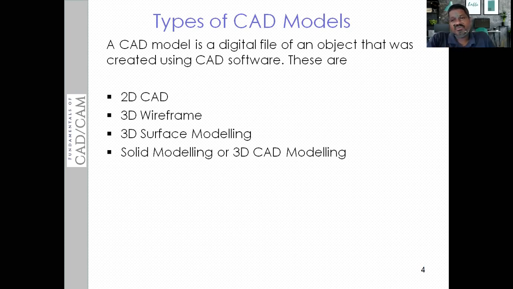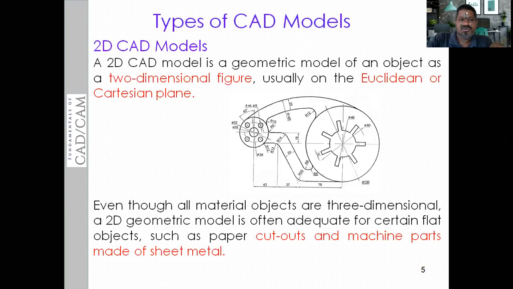Then we will also see what is the wireframe model. This wireframe model also represents the 3 dimensions. Similarly, we have another type of 3D CAD model, that is the 3D surface model. So we will see what is the wireframe model, what is the surface model, then what is the solid model in the coming slides. Now let us see what is the 2D CAD model.